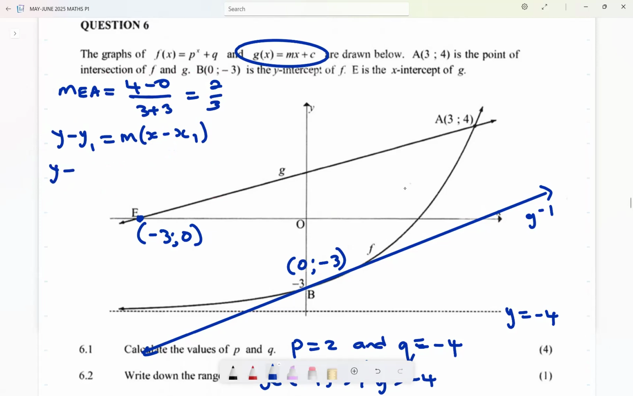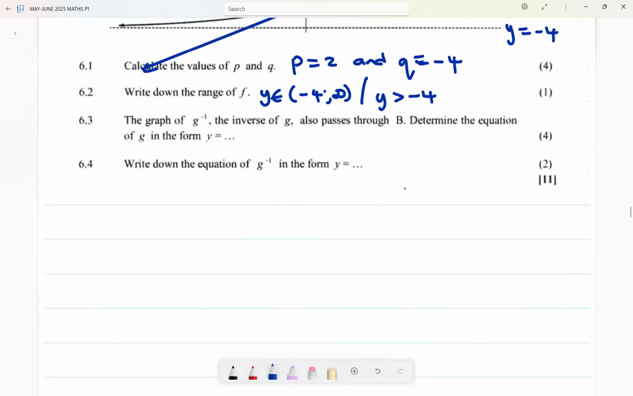Y minus y1, I'm using this point E. Y1 is 0, the gradient is 2 divided by 3. X minus, plus 3. So it's going to be just y is equal to 2 divided by 3 x, and then 3 times 3 is going to just be plus 2. So the equation of this one is y equal to 2 divided by 3 x plus 2.